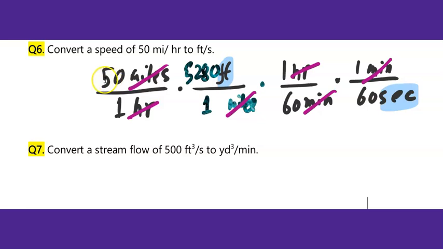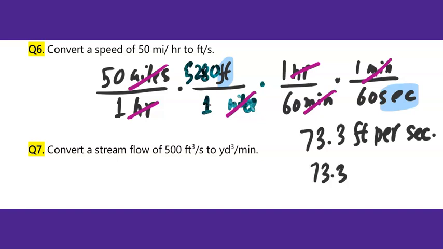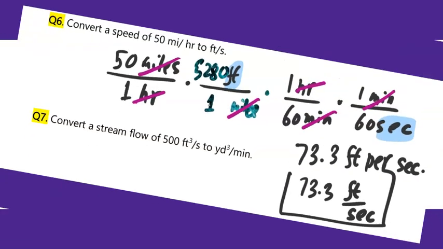To simplify, you multiply 50 with 5280 with 1 and 1, whatever you get in the numerator, you multiply the denominator all and you divide. Use a calculator, and you will find that it is going to be 73.3 feet per second. Or you can write this way, 73.3 feet divided by second. That's the same thing.